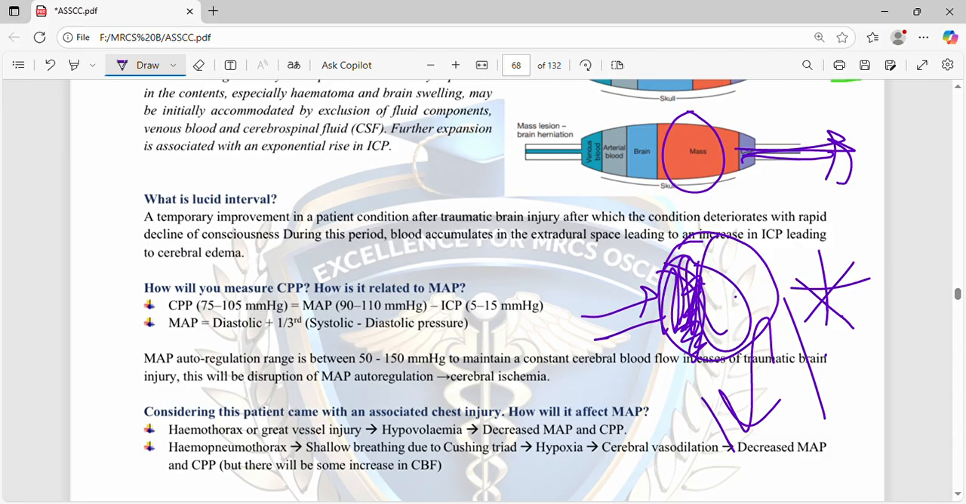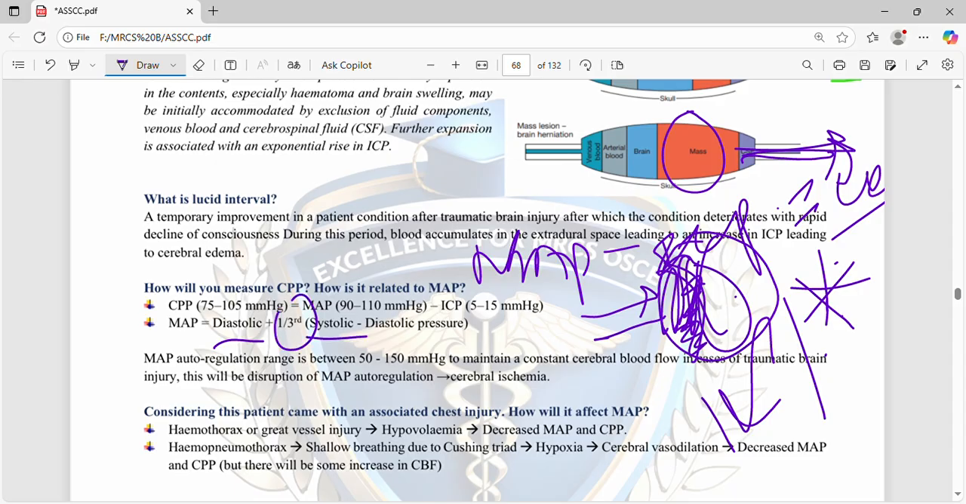So mean arterial pressure minus the intracranial pressure will be equal to cerebral perfusion pressure, CPP. And mean arterial pressure is diastolic pressure plus 1/3 of the systolic pressure minus diastolic pressure. So this will give you the mean arterial pressure. Okay, so they can ask how to calculate the cerebral perfusion pressure.